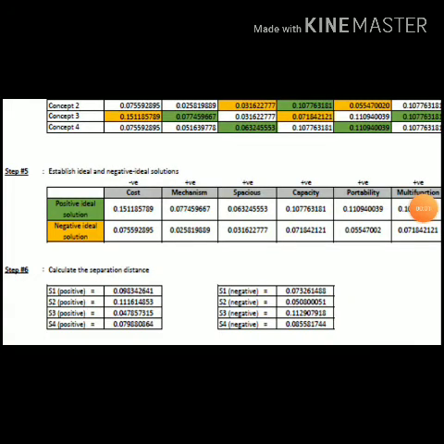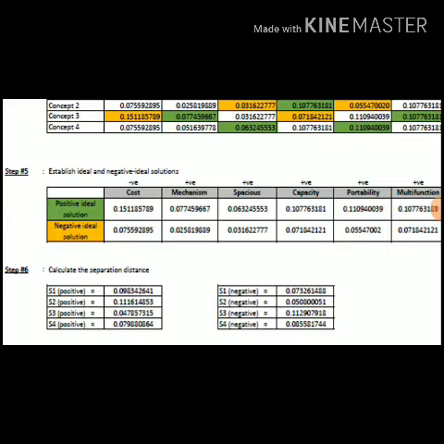Guys, moving on to step number 5, establish the positive ideal and negative ideal solutions. Of course, for mechanism, spacious, capacity, portability, and multifunction, we have to bear in mind that the highest value will represent the positive ideal solution, and the lowest value will represent the negative ideal solution. However, for the cost attribute, it works the other way around. The highest number will represent the negative, and the lowest number will represent the positive value.